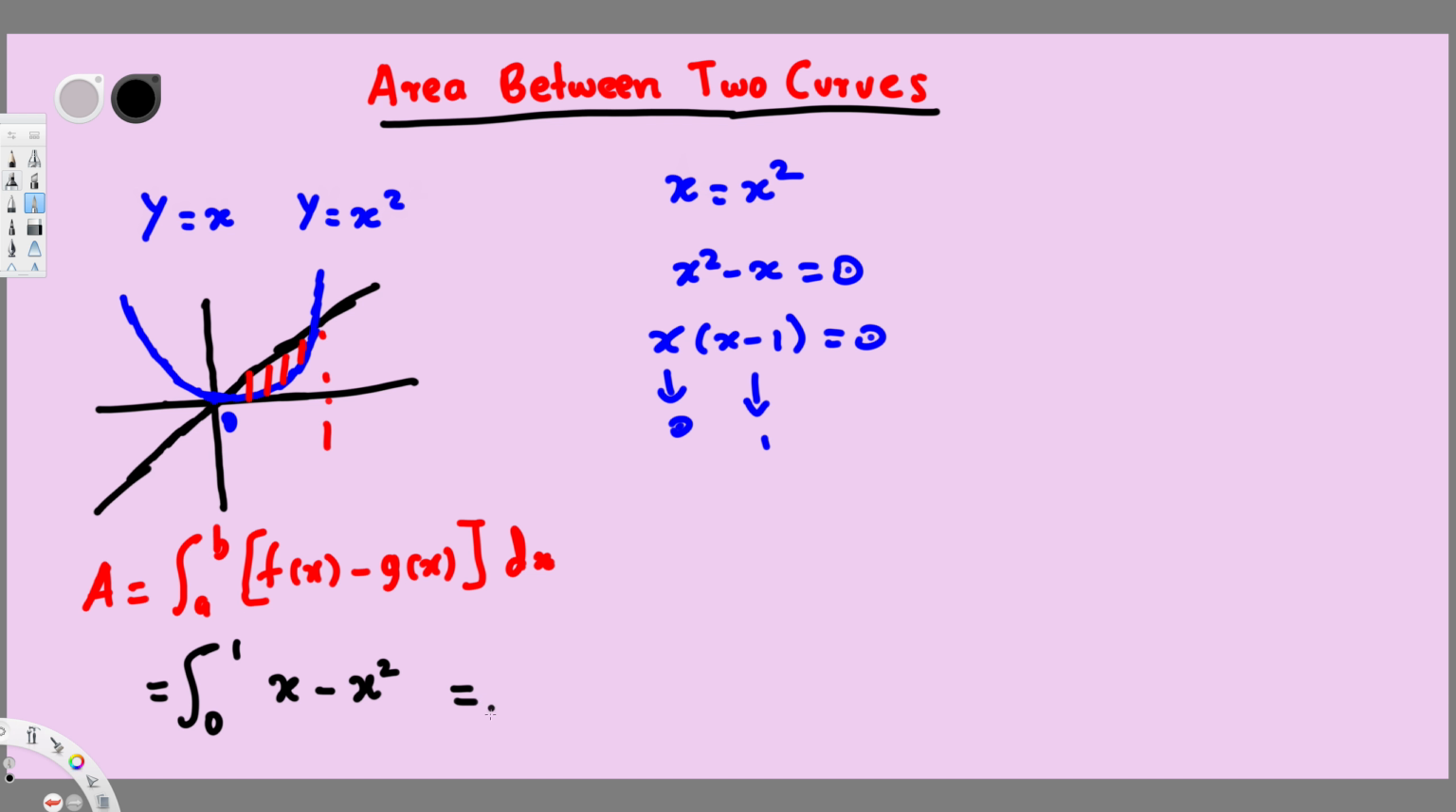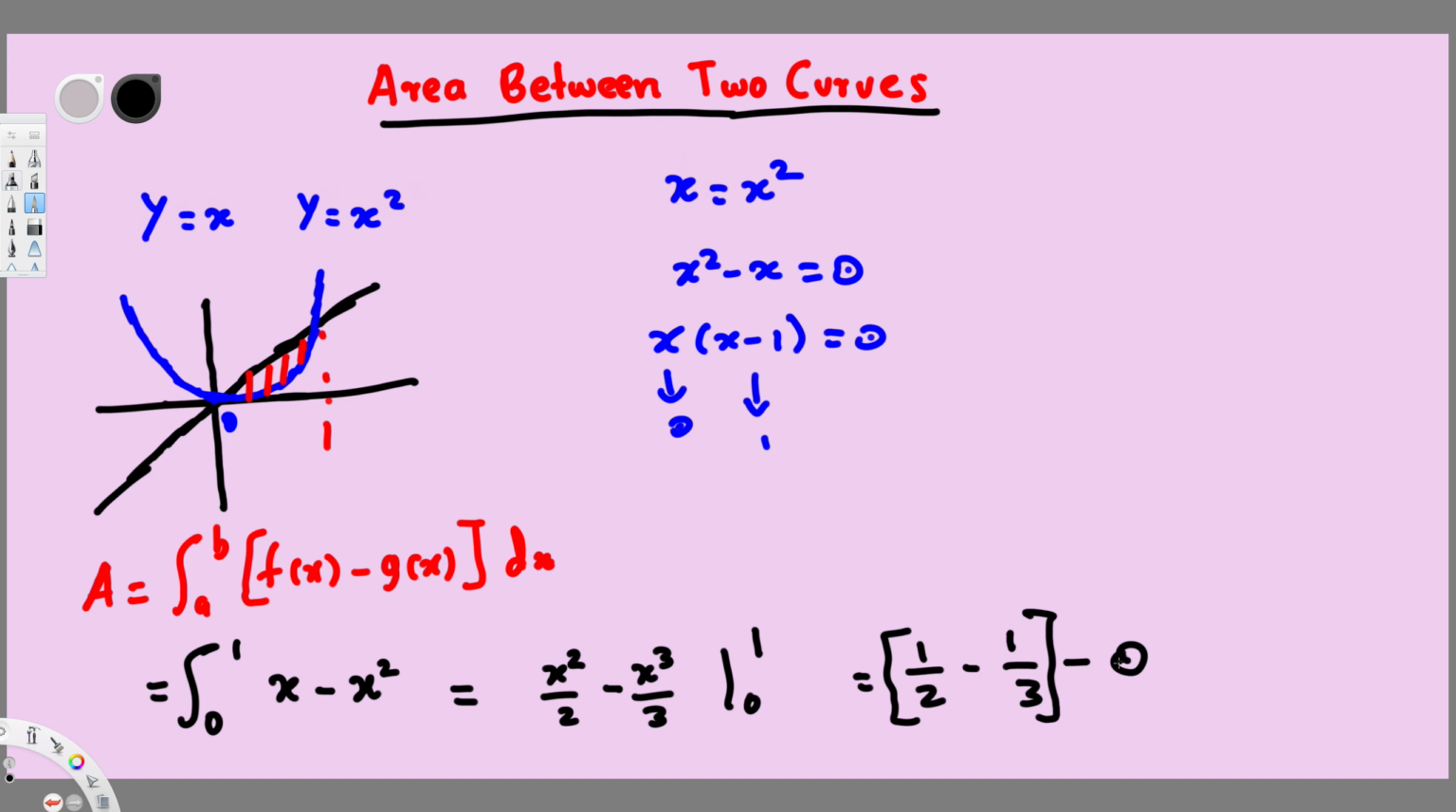Now let's do the integration. If we integrate this one, this is going to be x squared divided by 2 minus x cubed divided by 3, going from 0 to 1. If you plug 1 for this one, this is going to give you 1 over 2 minus 1 over 3. And if you plug 0, that's going to give you 0, because 0 squared divided by 2 is 0, and 0 cubed divided by 3 is 0. So we just subtract 0. It's not going to change anything.